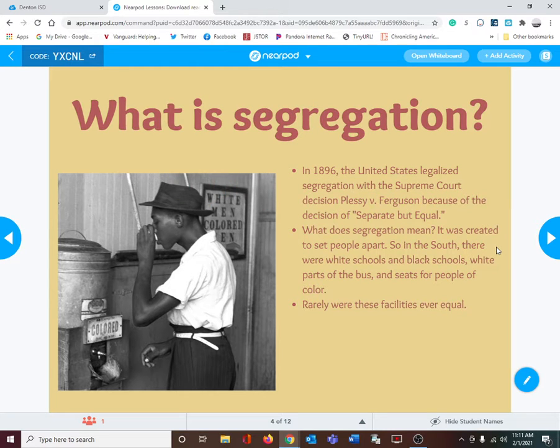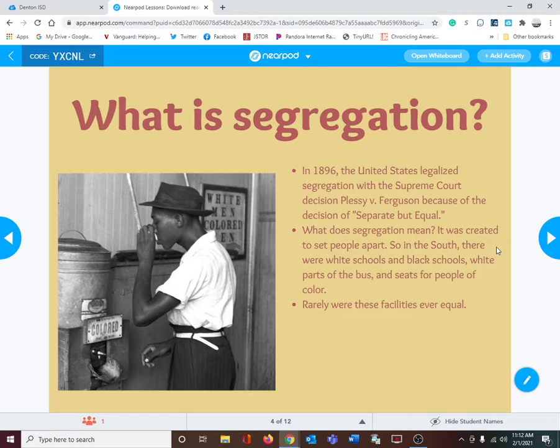So, what is segregation? Segregation is this idea, essentially, it means to set people apart. It means to discriminate. It means that people do not have access to the exact same things. And this is illegal today. It is illegal now to say a person can't join a club or a person can't join a society or they can't live in a certain neighborhood just because of the color of their skin.